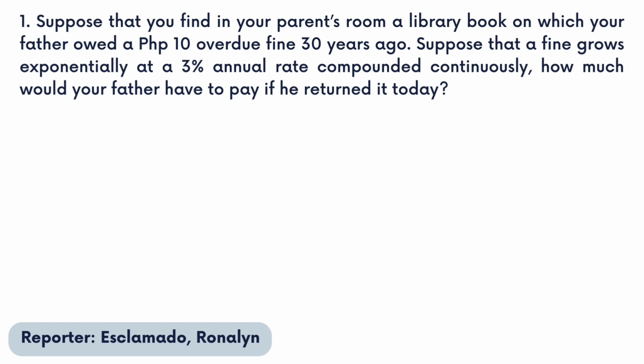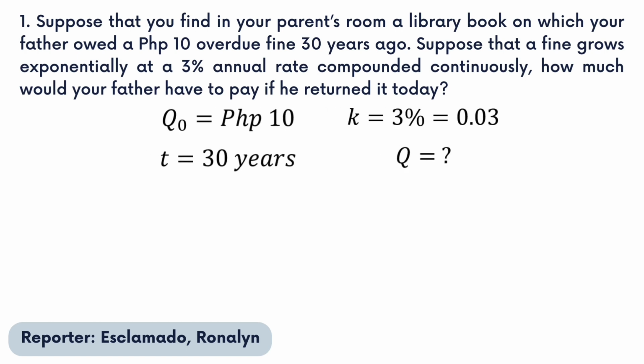So first, let's list down all the given in this problem. We have Q sub 0, which is 10 pesos, and T for time is equal to 30 years, and also the K or relative growth rate is 3% or 0.03. In this problem, the missing is Q.